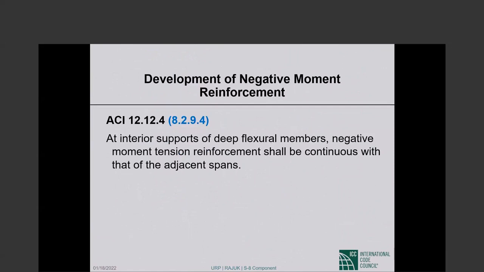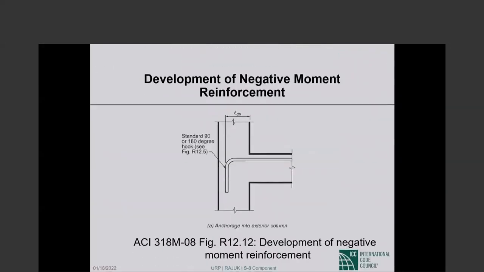At interior supports of deep flexural members, negative moment tension reinforcement shall be continuous with that of the adjacent spans. That doesn't give you any choice. Just say it's continuous. So, development of negative moment reinforcement. This is a simple, straightforward picture.